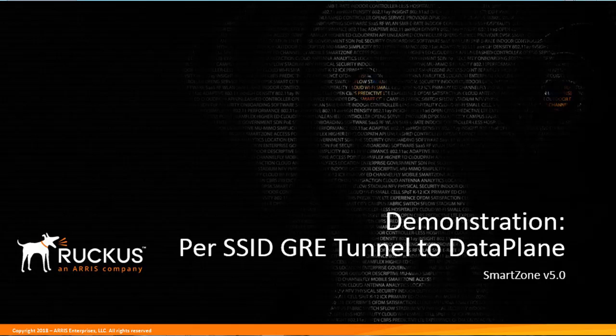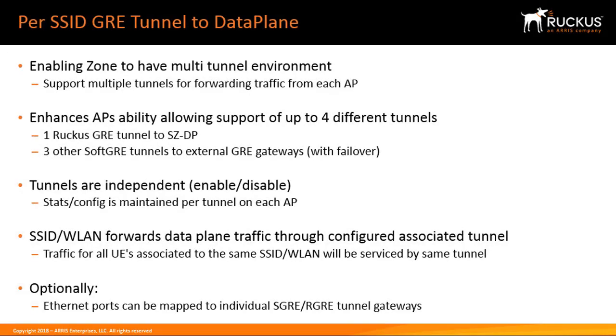In this demonstration, I will be covering the multi-tunnel enhancement, where multiple tunnels can be established and forward traffic from each AP based on its SSID or wireless LAN association. So let's get started. To understand this feature in more detail, let's look at the key aspects of it.